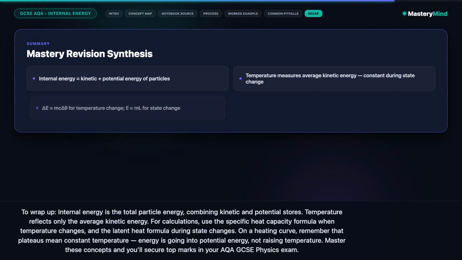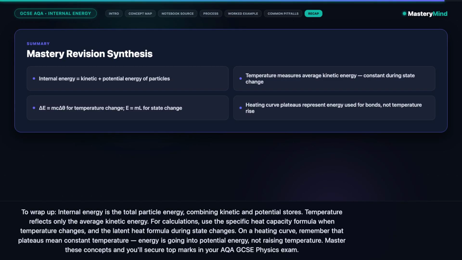To wrap up, internal energy is the total particle energy, combining kinetic and potential stores. Temperature reflects only the average kinetic energy. For calculations, use the specific heat capacity formula when temperature changes, and the latent heat formula during state changes. On a heating curve, remember that plateaus mean constant temperature. Energy is going into potential energy, not raising temperature. Master these concepts and you'll secure top marks in your AQA GCSE Physics exam.